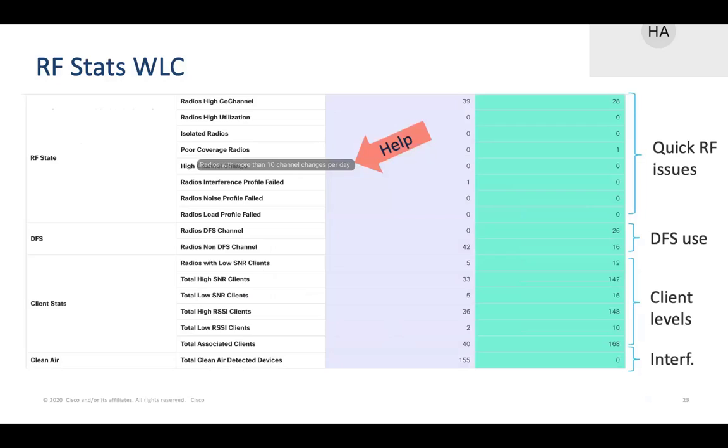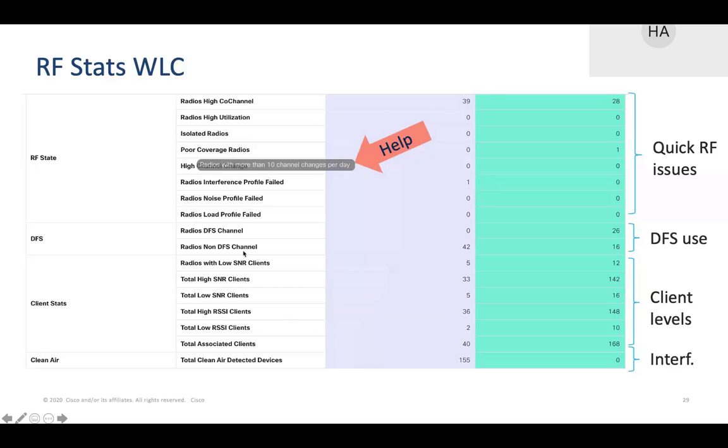Here we put a summarization of quick RF issues. So, for example, how many radios have high co-channel interference, how many radios have poor coverage, meaning they don't have any neighbor close enough, so there will probably be problems when clients are roaming around, how many radios have noise or load profile failures, or, for example, a problem we have seen in some areas that were exposed to radar sources, if you have a radio that is changing channels more than 10 times per day. For each one of these items, you just put your mouse on top of it and you will get a little quick help, as you see here.